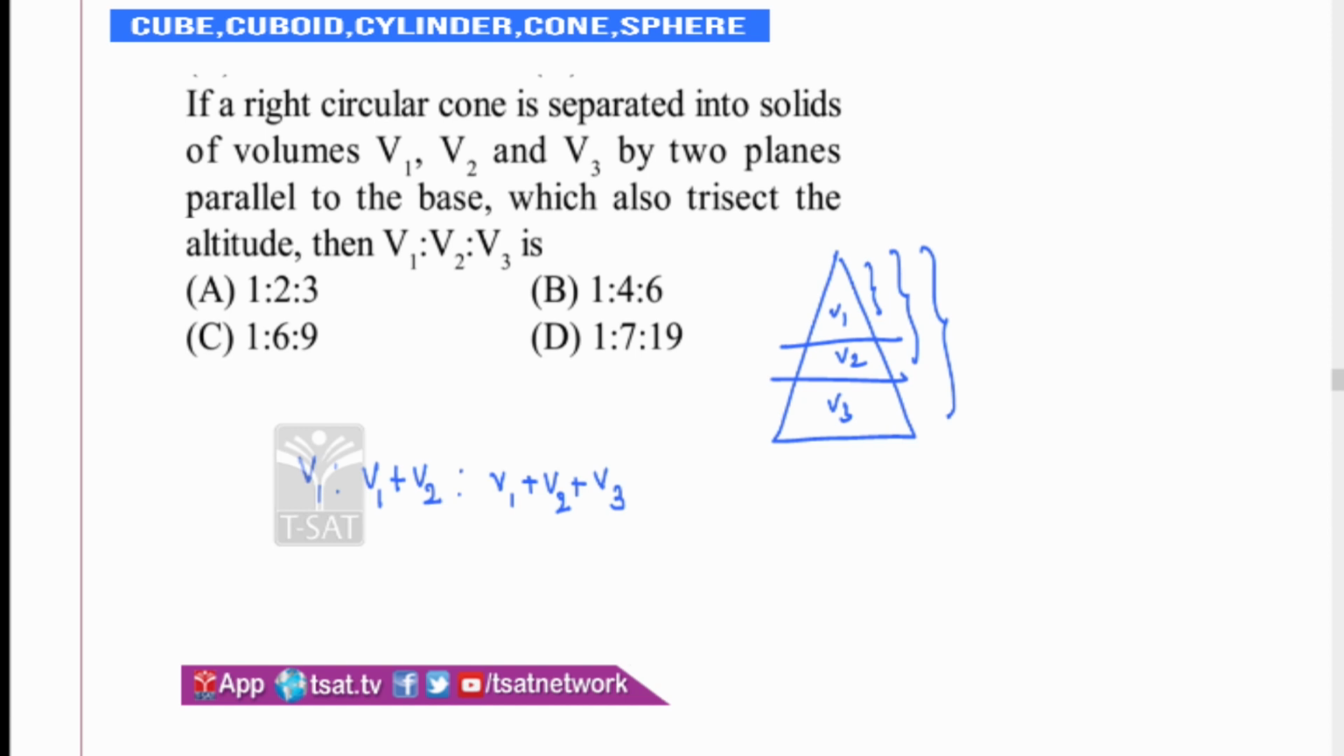Therefore, when it comes to volume, the ratio becomes 1 cube : 2 cube : 3 cube, which is 1:8:27. Therefore, V1 is 1. Out of V1 plus V2, which is 8, you take out 1, therefore it is 7. V1 plus V2 plus V3 is 27, out of this you take out 8, therefore it is 19. I told you whether you take V1 or V1 plus V2 or V1 plus V2 plus V3, it should be a cube number. So by looking at the options, you can answer it. Option D.